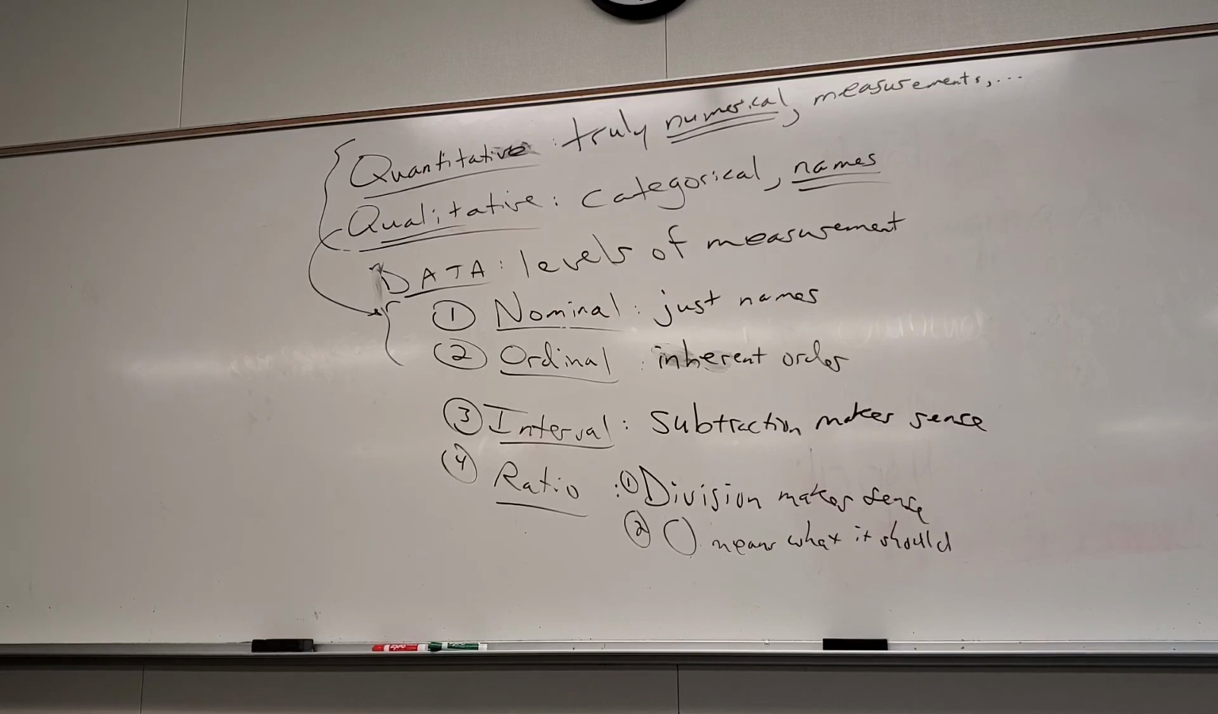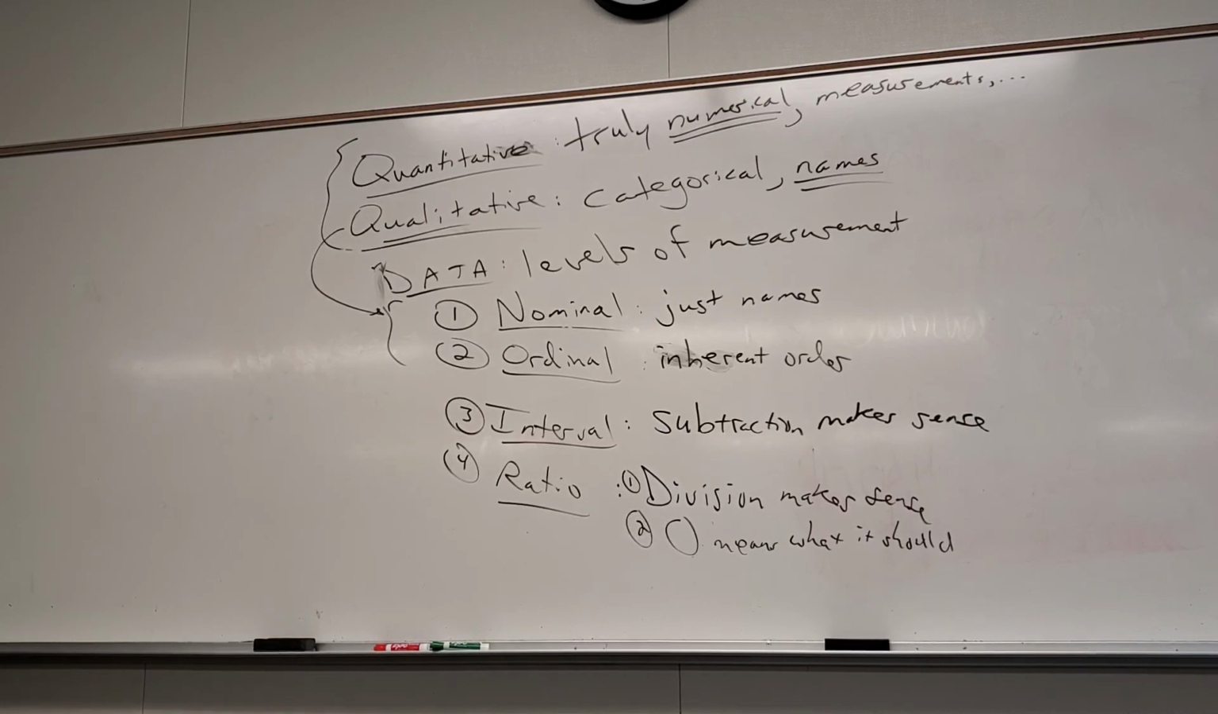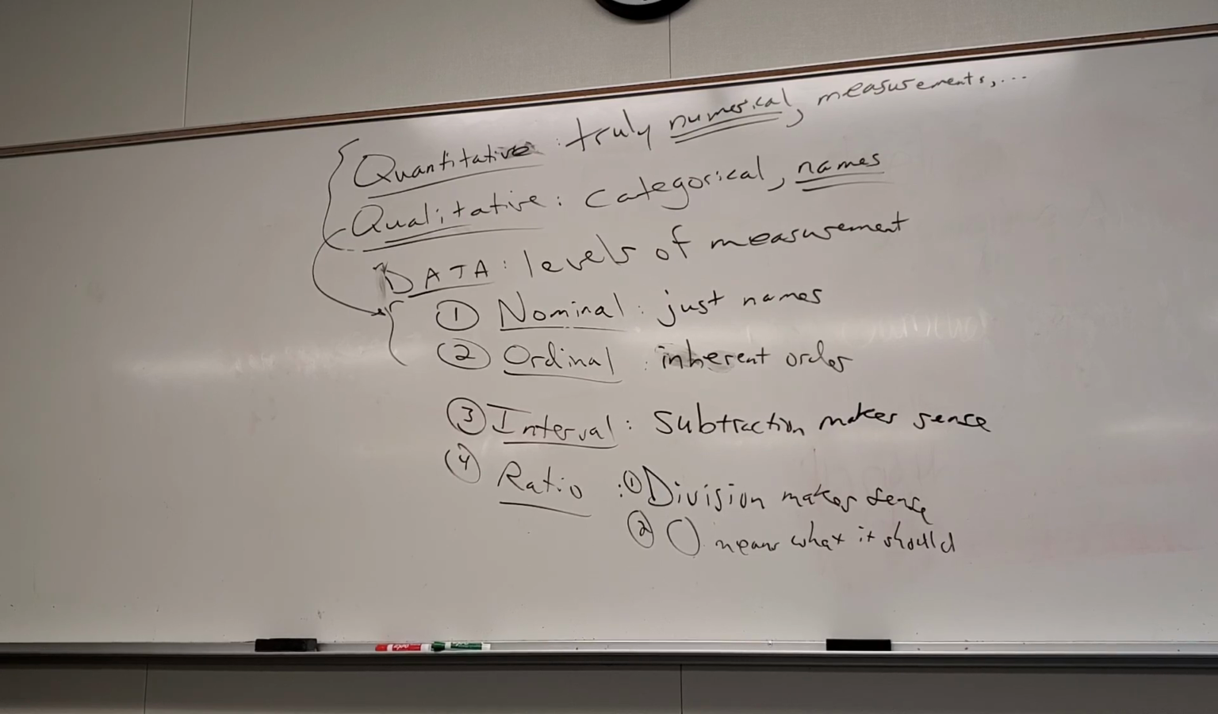But is there more? Does division also make sense? Yes. Somebody got an 80, somebody else got a 40. You get twice as many points. Somebody gets a 0. That means what it's supposed to. You got 0 points, right? If you get negative points, that must mean you hit me or something. Boom, that's negative 5. Boom, that's negative 10.